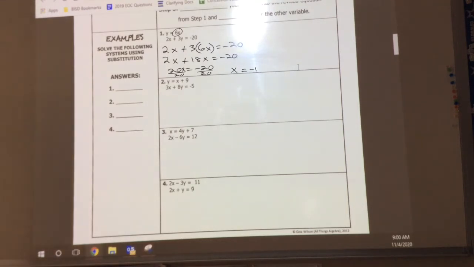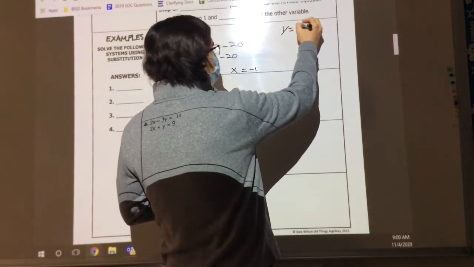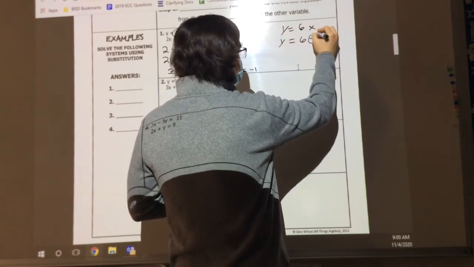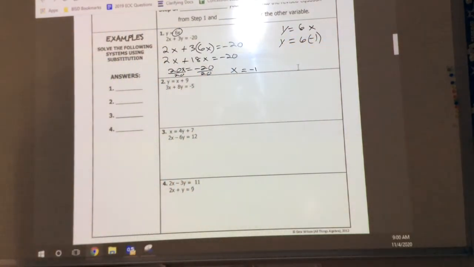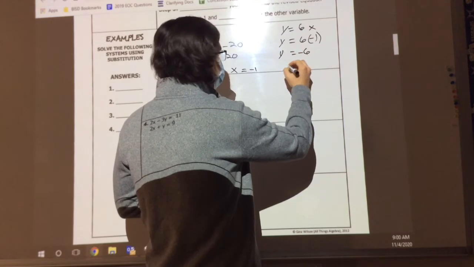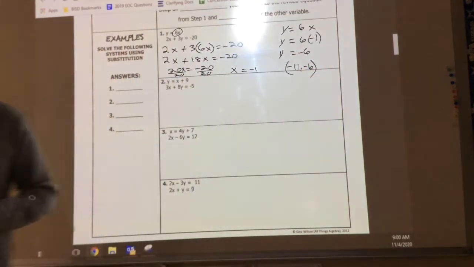So what do you think I need to do now that I have a value of x? JC, what do you think? Plug it in. I'm going to plug it in. What are we trying to solve for now? Y. So if I come over here, I already have y equals 6x. If I rewrite it, I now have y equals 6 times a negative 1. Are we okay there? And if I do 6 times negative 1, we find that y is equal to negative 6. And so my ordered pair is negative 1, negative 6.